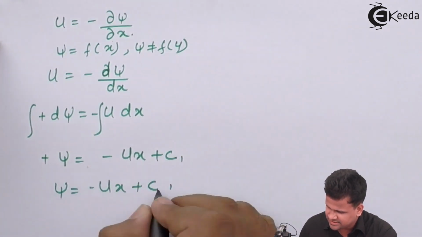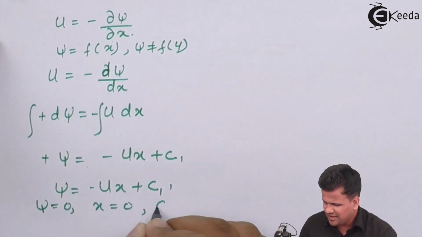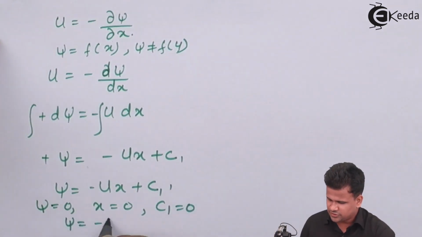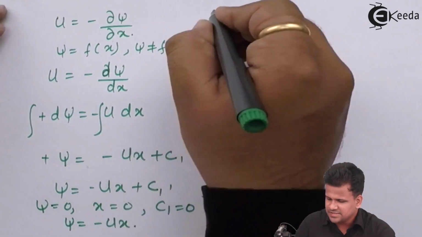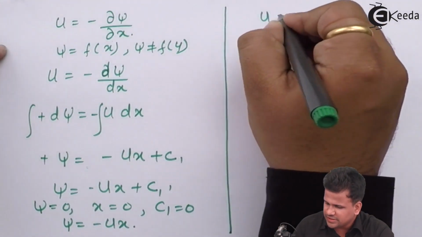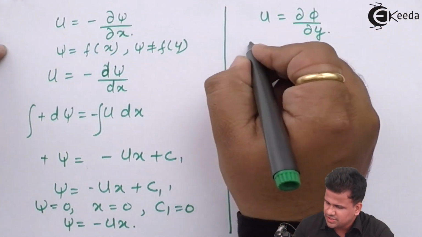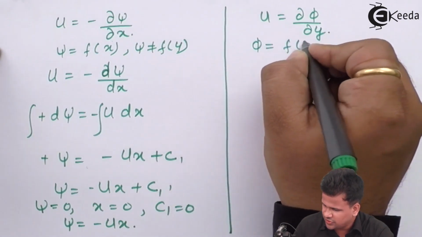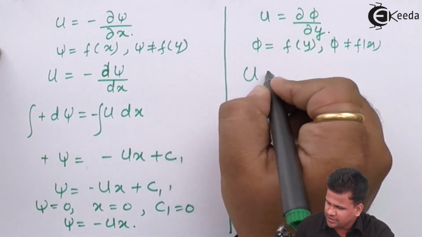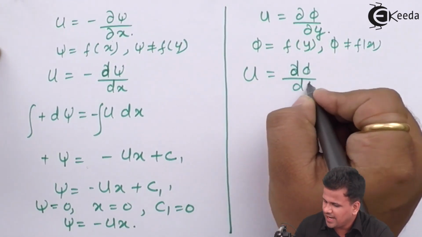Let us consider this as c1. When psi is equal to 0, x is equal to 0, the value of c1 also tends to 0. So the ultimate equation over here is psi is equal to minus U into x. Similarly, along U is equal to dou phi by dou y, since phi is just a function of y and not a function of x, capital U can be written as d phi by dy.